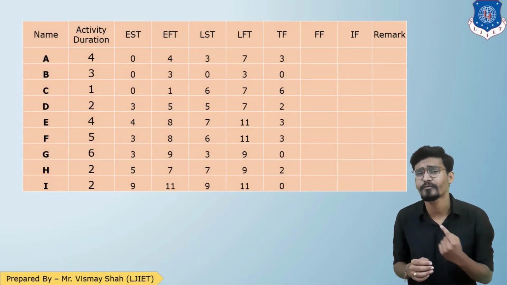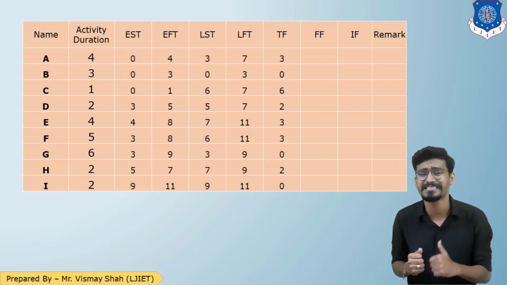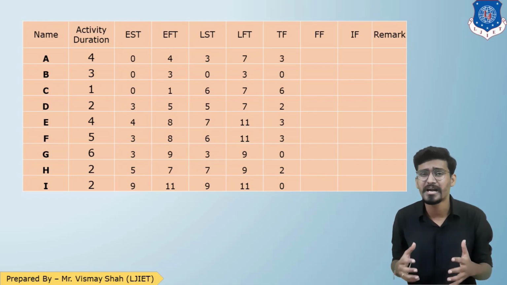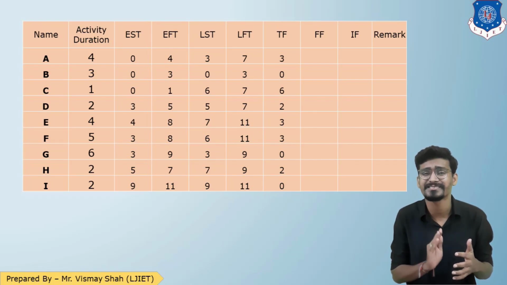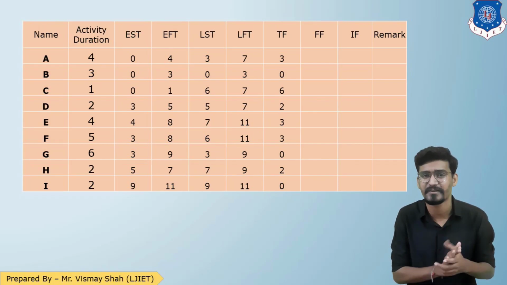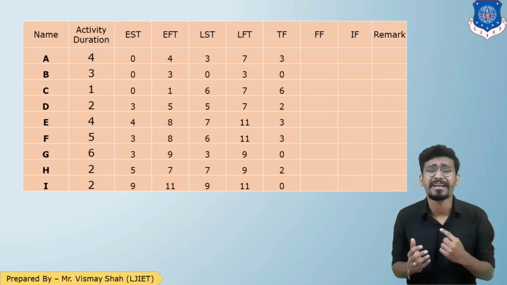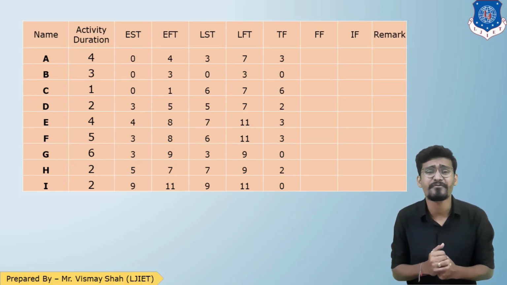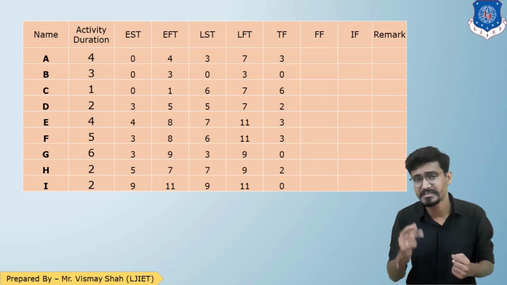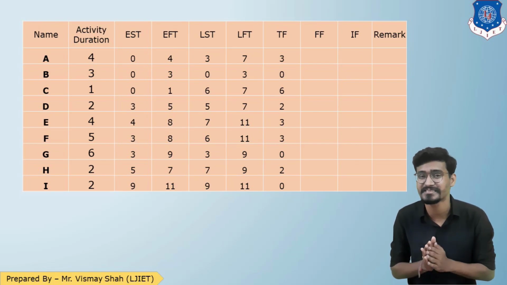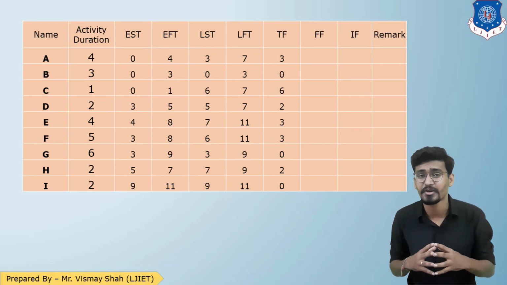So here is the column of total float by subtracting LST minus EST. Now students, you can verify by subtracting LFT minus EFT. You can check that for activity A, LFT is 7, EFT is 4. So 7 minus 4, 3. LFT for B is 3, EFT for B is 3. So 3 minus 3, 0. So the answer will be the same as you got with LST minus EST. So that is your verification.